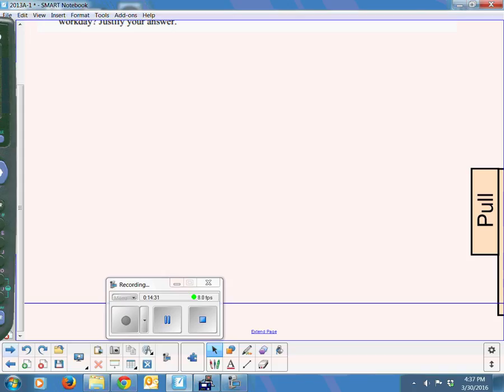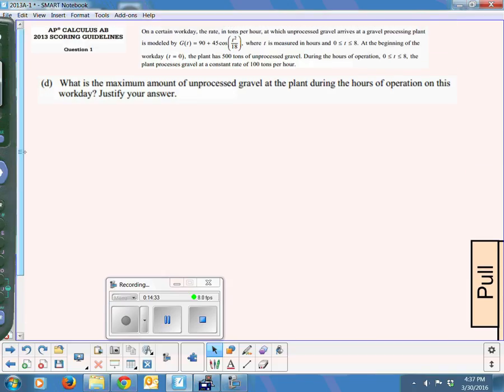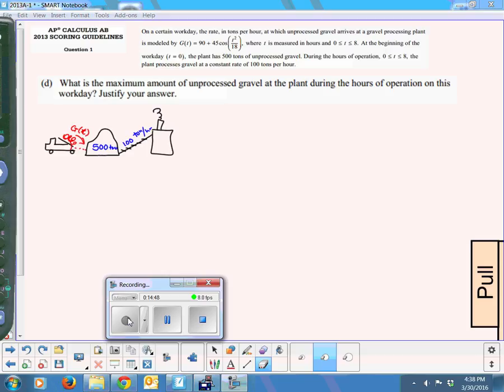Hey, what did I do? Oh, there it is. Okay, number D. This is where they're going to make us earn those last 3 points. What is the maximum amount of unprocessed gravel at the plant during those hours of operation? Okay, I'm going to pause. Okay, I wanted to get my picture there because it's such a good picture. The maximum amount of unprocessed gravel at the plant.